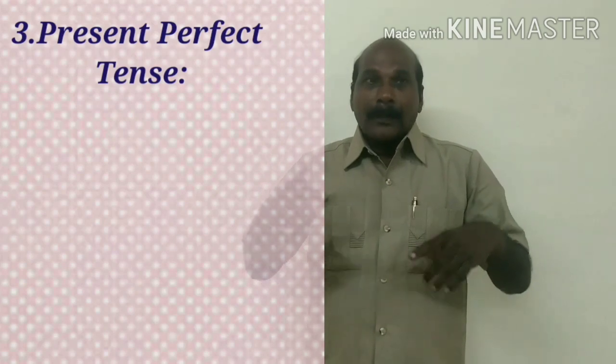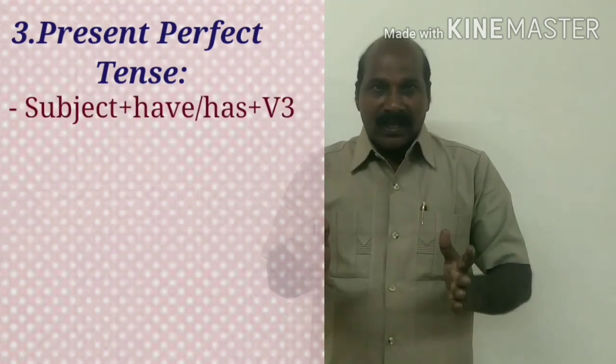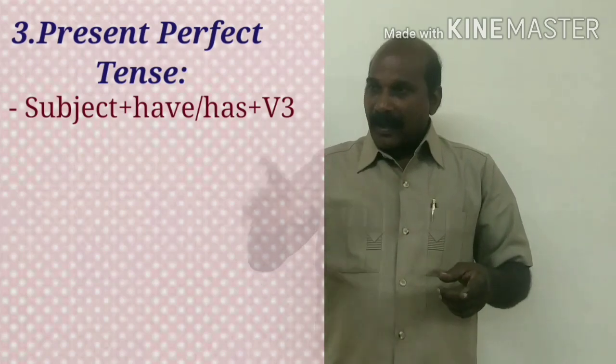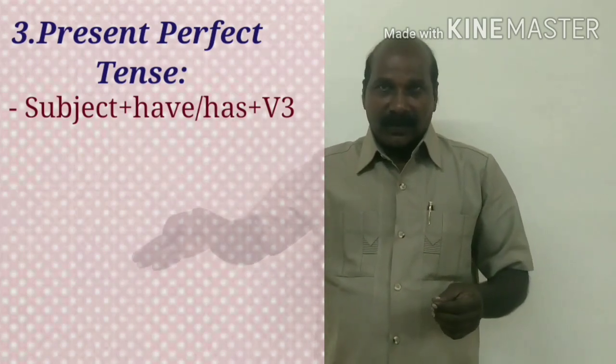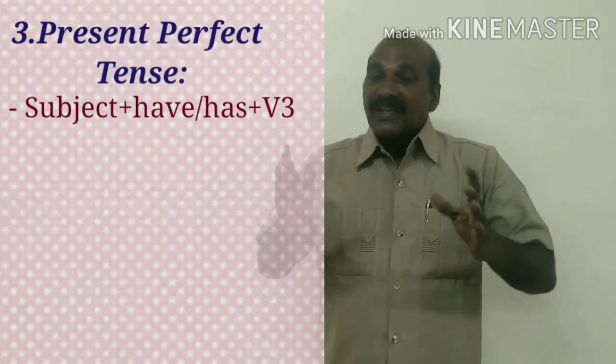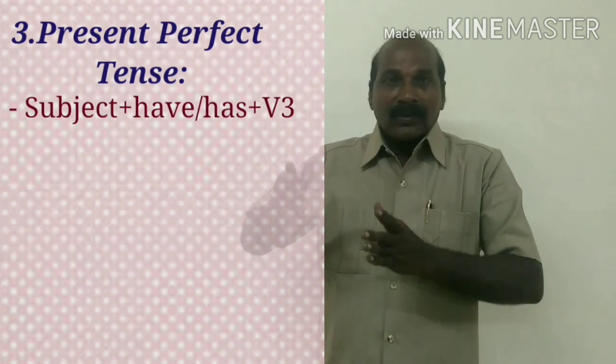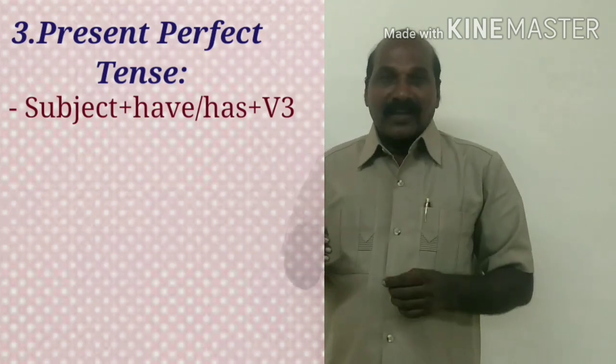Next, the present perfect tense. The basic formula for this is subject plus have or has plus V3. We use this tense to indicate just completed actions and also to refer to indefinite past actions.